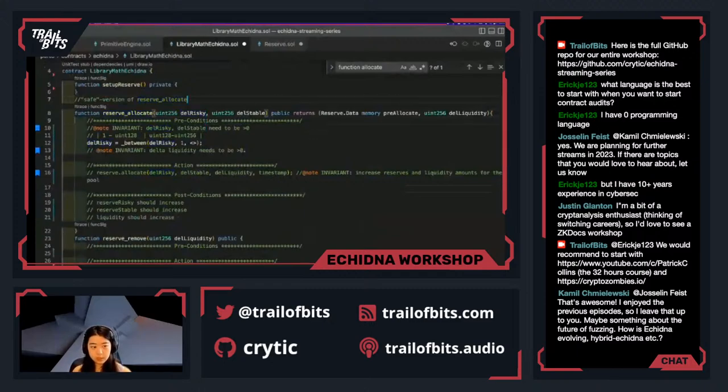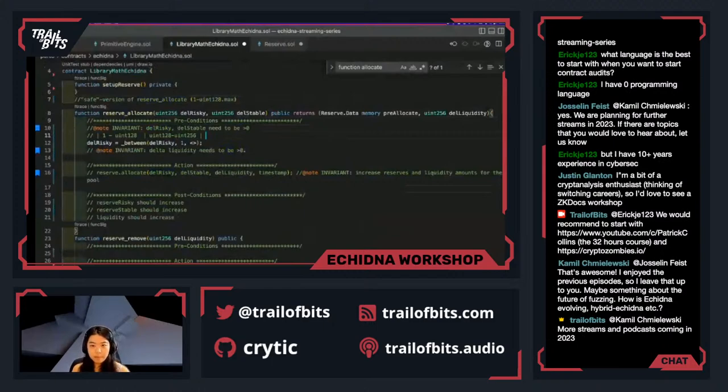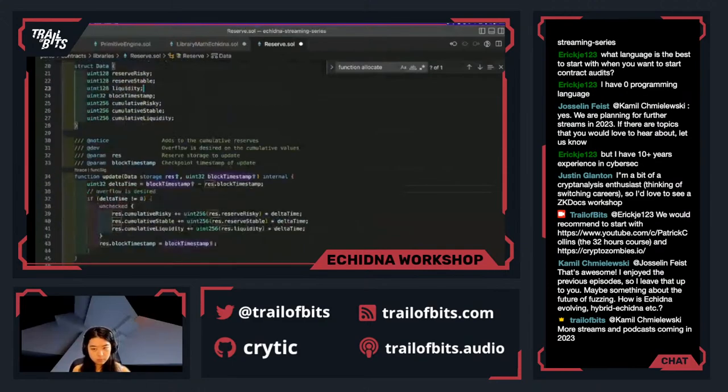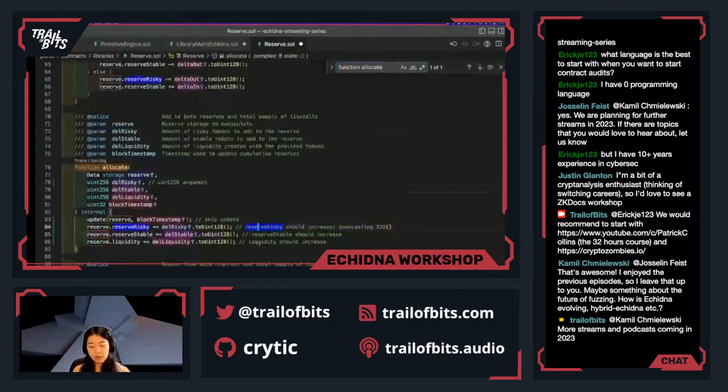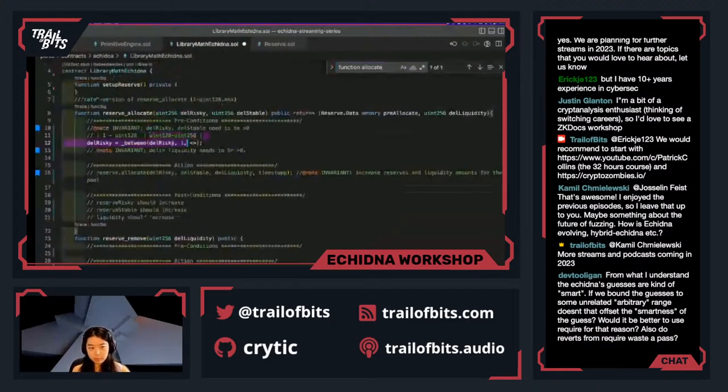For simplicity's sake, I'm just going to say this is our safe version of the reserve allocate, which is going to test essentially up to U128 max. If we had time, there would be another function that would test that last bound between 128 and 256, just making sure that the casting would work. But this is something that we can keep in mind, because then we can essentially bound what this input is.